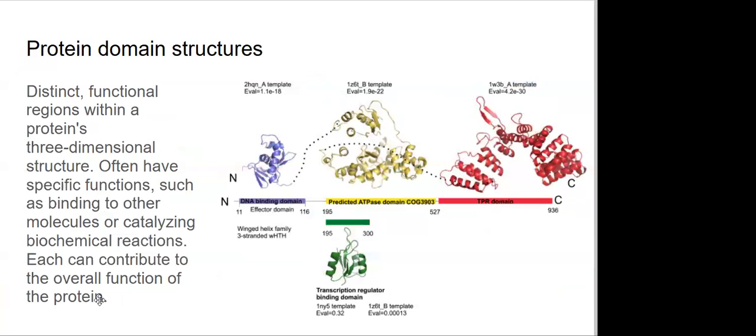So similar to that homeodomain, this is a more general term: protein domain structures. The homeodomain was really specific, and that's the part of the protein that interacts with the DNA. Protein structure domains just says that there are multiple sections of a protein that can have different functions. So when we look at this blue section, hey, look, that's a DNA binding domain. So that would be a homeodomain.